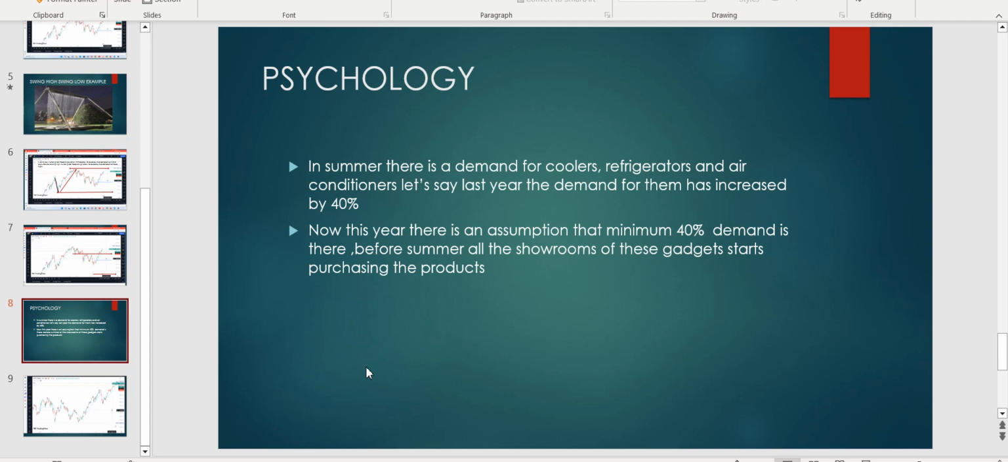of the shopkeepers or the shop owners. Now this year there is an assumption that minimum 40% demand is there. Before summer arrives, all the showrooms buy those gadgets, start to purchase those products, because there is going to be a 40% demand for the gadgets.